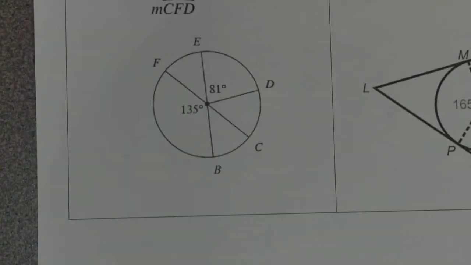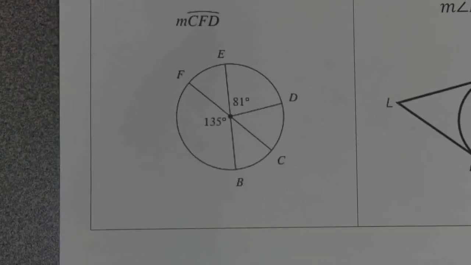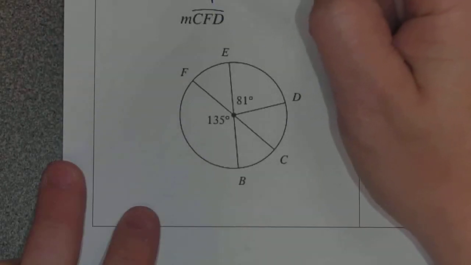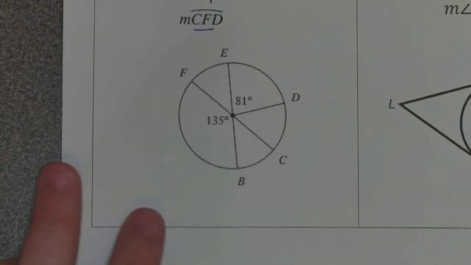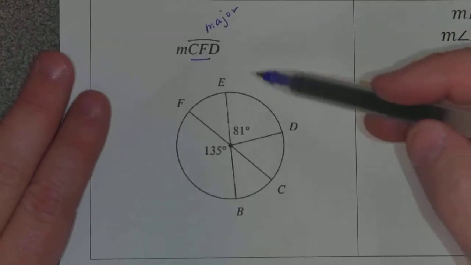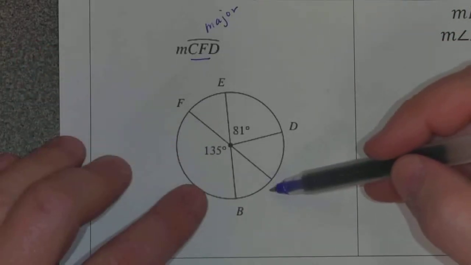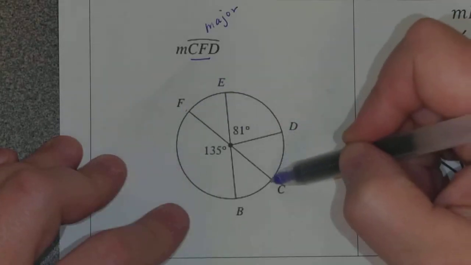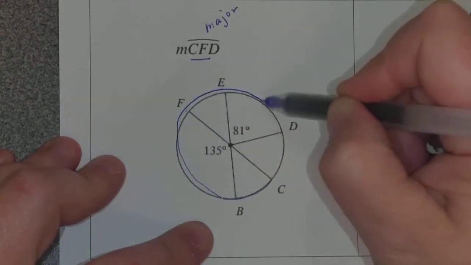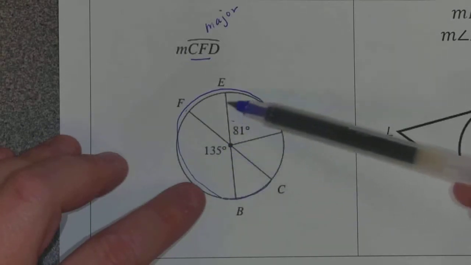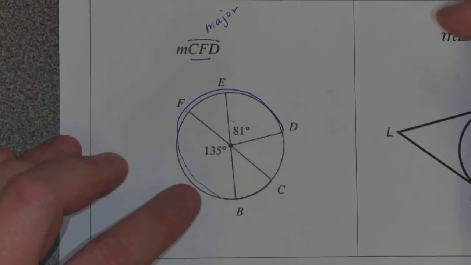All right. 2 more examples and we're done. This is a major arc I'm looking for. You guys agree with me? I know it's major because it's got 3 letters there. So I'm looking for the measure of that major arc from C to F to D. So all the way from here to there. In order to find that, I'm going to have to find these missing pieces here, right?